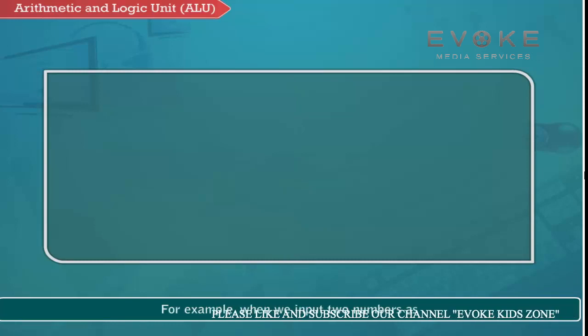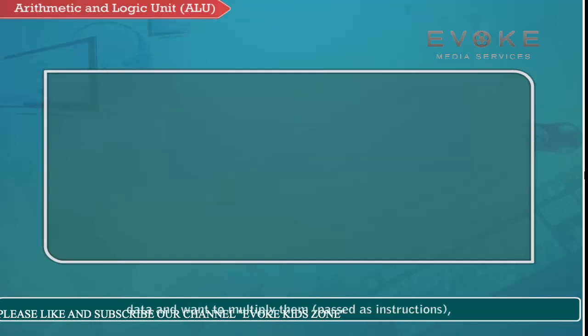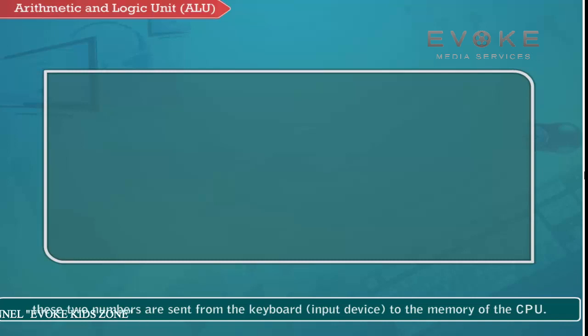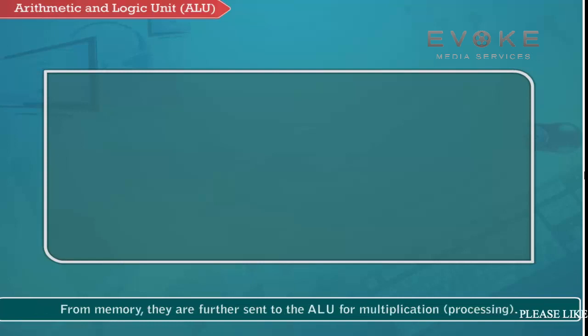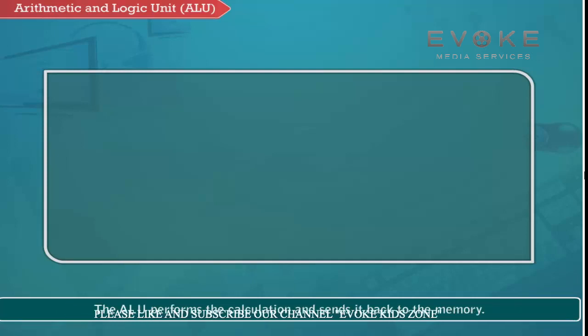For example, when we input 2 numbers as data and want to multiply them, passed as instructions, these 2 numbers are sent from the keyboard input device to the memory of the CPU. From memory, they are further sent to the ALU for multiplication processing. The ALU performs the calculation and sends it back to the memory.